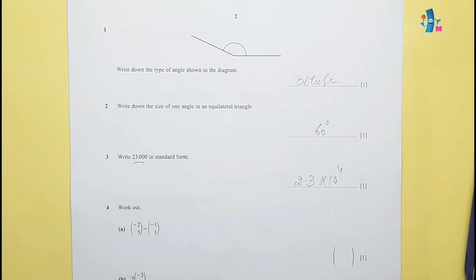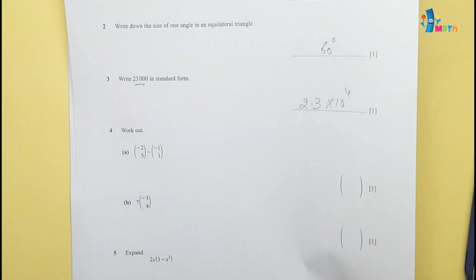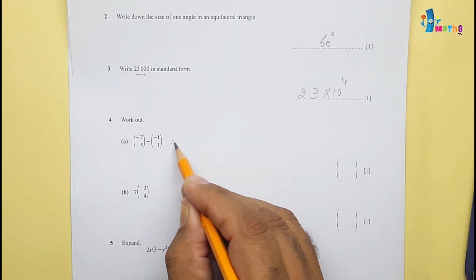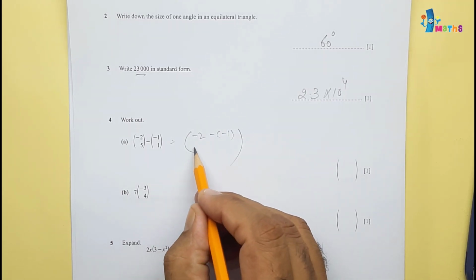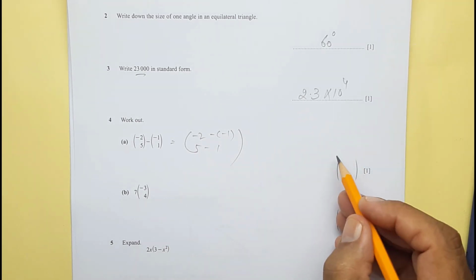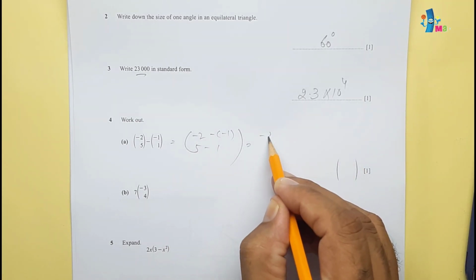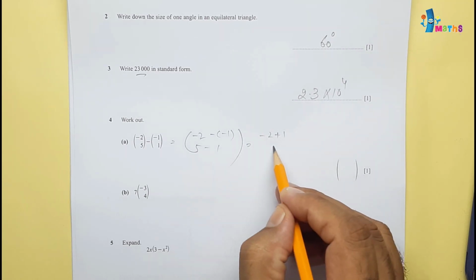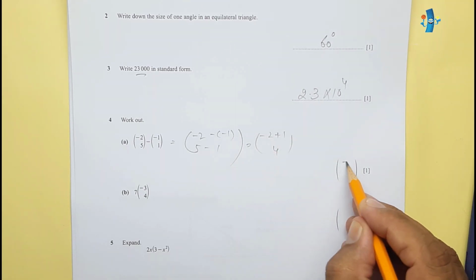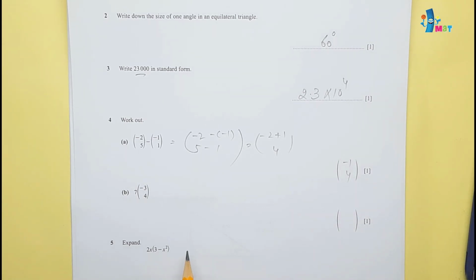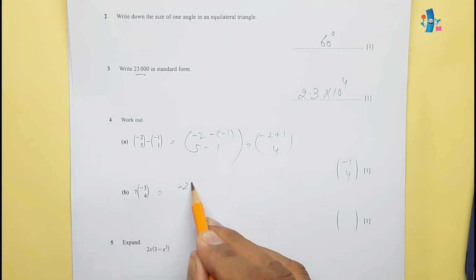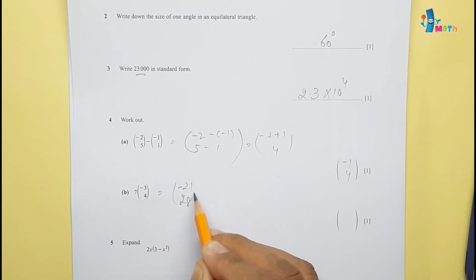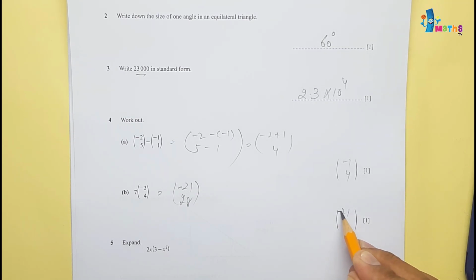Then we have to work out this matrix subtraction. This will be minus 2 minus minus 1, and 5 minus 1. This will be minus 2 plus 1, and 5 minus 1 will be 4. So minus 1 and 4 will be our answer. Then multiplication: this one is multiplication to both terms, so minus 21 and 28. The answer will be minus 21 and 28.